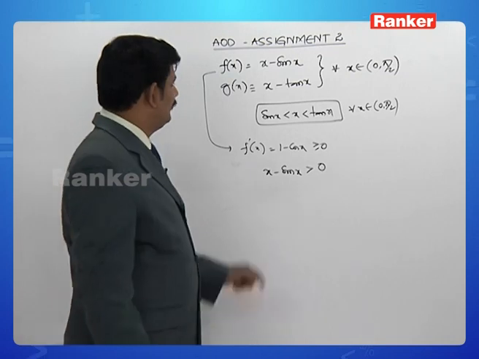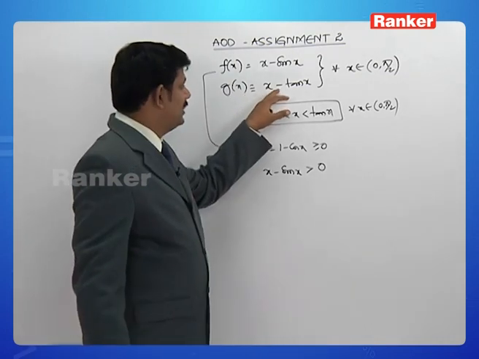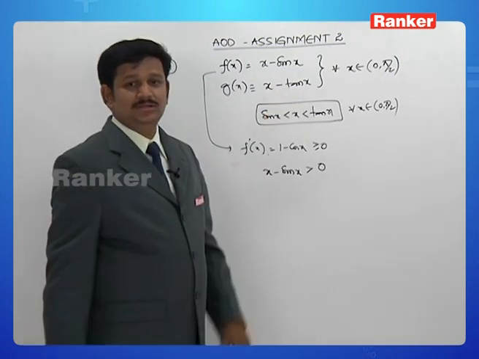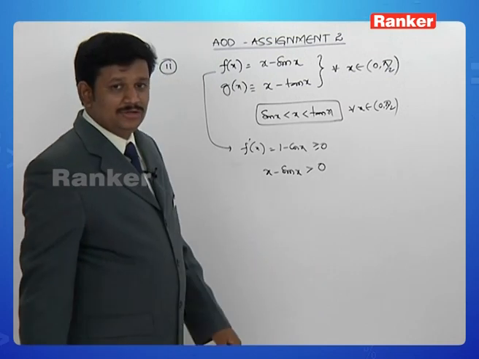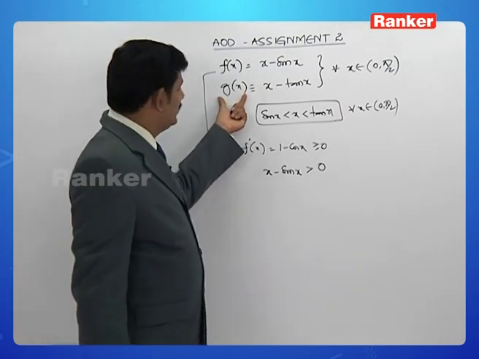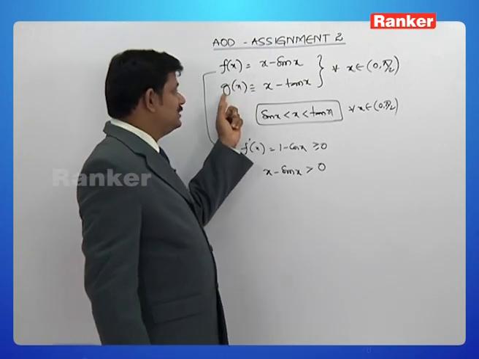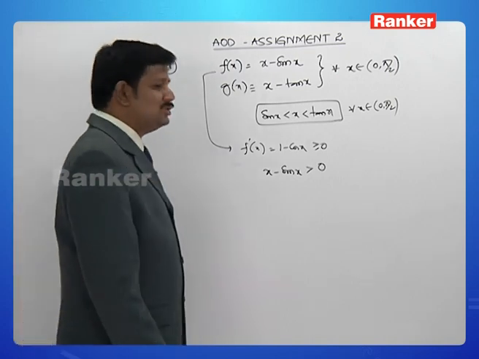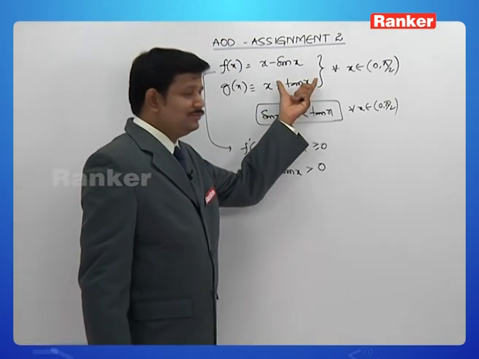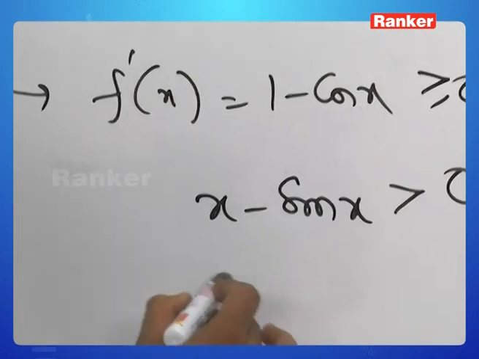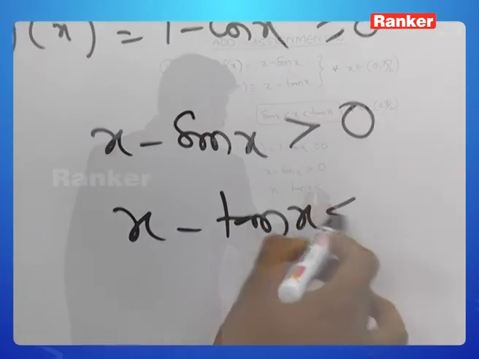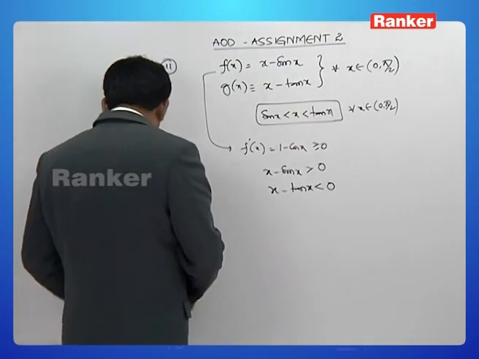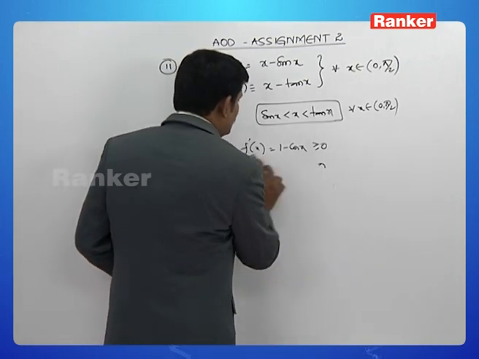Similarly, looking at g of x, g dash of x is 1 minus secant square x, which is minus tan square x, which is always less than or equal to 0. So, g of x is a decreasing function, and because g of x is decreasing and x is greater than 0, g of x will always be less than g of 0, and g of 0 is 0. So, x minus tan x will be less than 0, or x will always be less than tan x. That is how we have this standard inequality, sin x less than tan x.